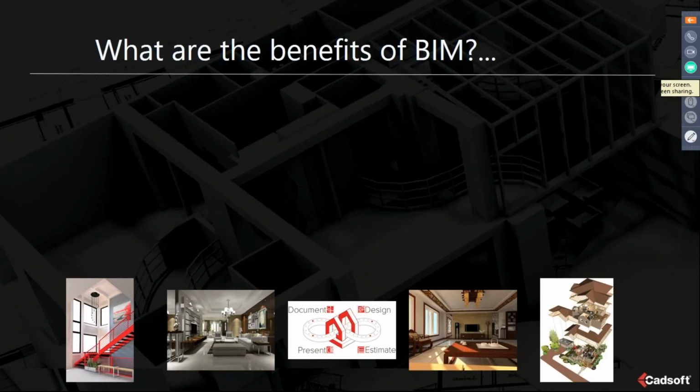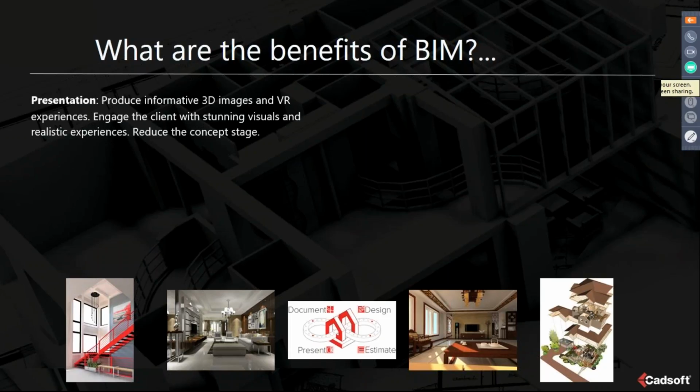So knowing that we have this intelligent 3D model now, what are the benefits of BIM and how can we use them in our business? Well, presentations. You can produce really good 3D images and even VR, virtual reality experiences from an intelligent BIM 3D model. So you can engage your clients in those stunning visuals so they understand exactly what they're going to get in their finished product. It reduces the concept stage, so you don't have to keep going back with 2D drawings and saying, do you like this proposal, when they can see it and they have that 3D model that they're even immersed in. If it's VR, they understand it.